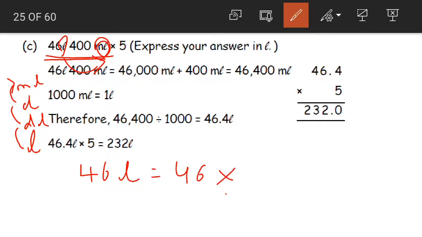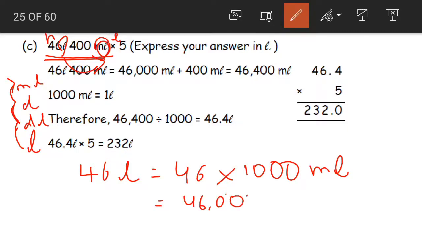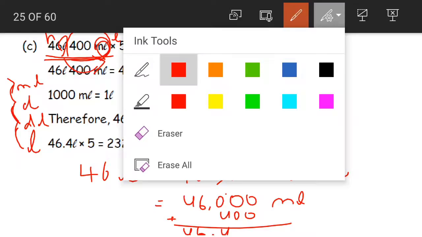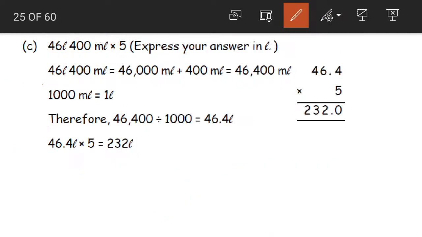Why are we multiplying, children? A higher unit is converted into a lower unit of measurement. So we multiply 46 by how much should we multiply? We have 3 jumps. So after 1, 3 zeros. 46 into 1000 milliliters, that is equal to 46,000 milliliters. Now we already have 400 milliliters. So when we add 400 milliliters to it, the final answer would be 46,400 milliliters. But we want our answer in liters.